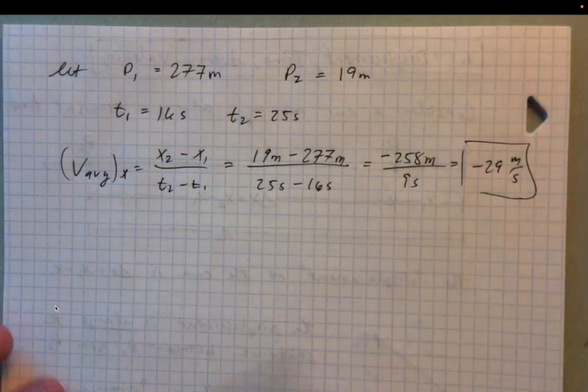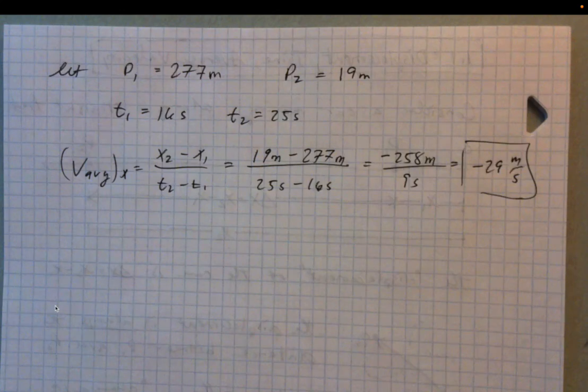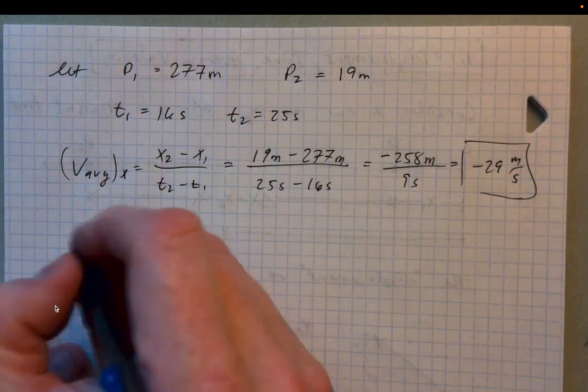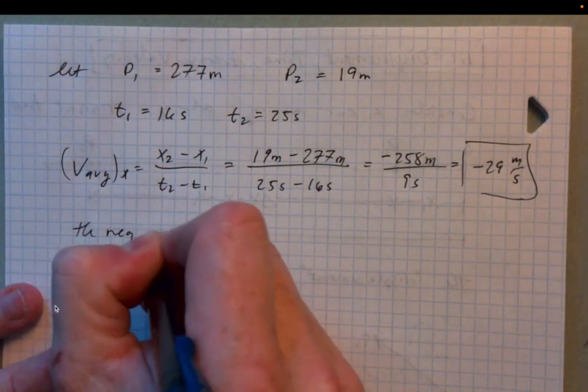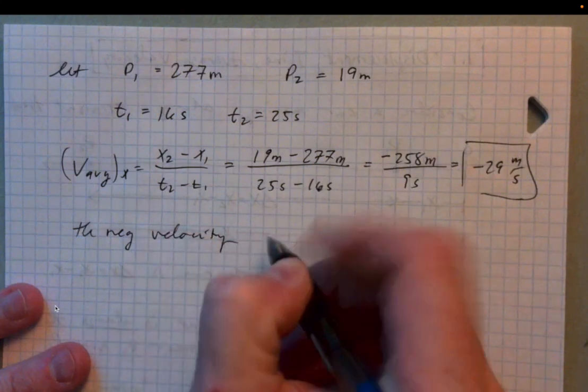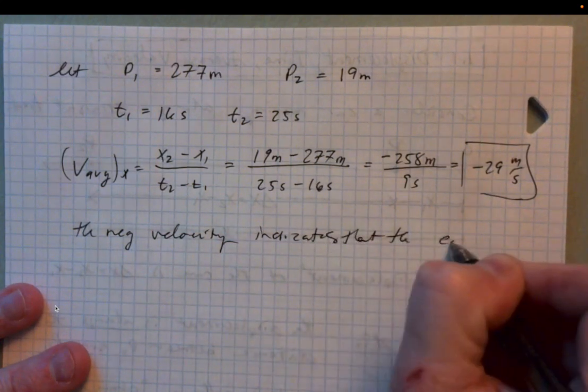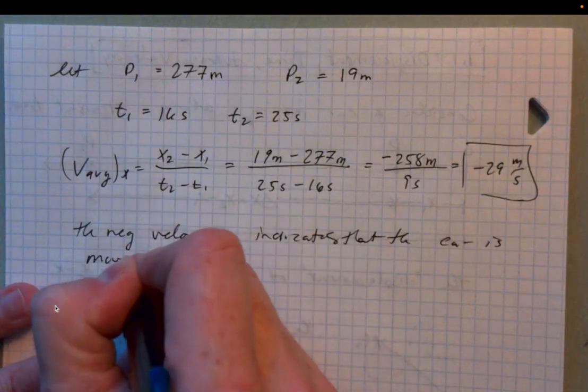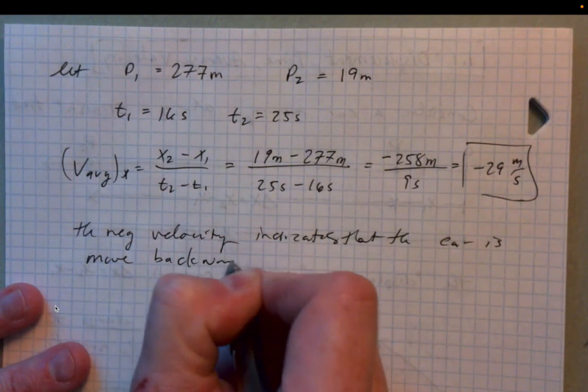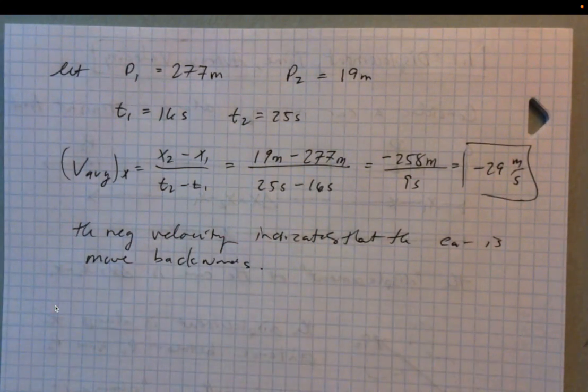In this case, we see that the average velocity is negative, which indicates what? It indicates that the car is moving right to left on the x-axis, or backwards. So the negative velocity indicates that the car is moving backwards, backwards relative to our coordinatization.